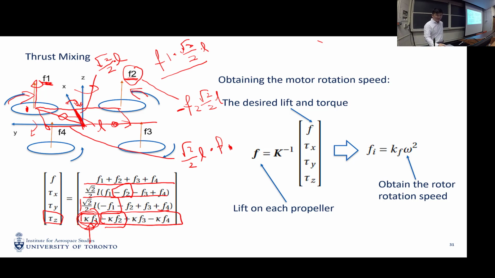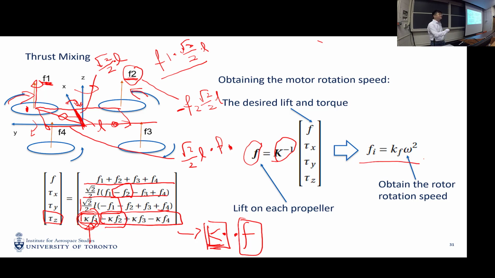Good. And as we can see in the previous slides, this can be written as a matrix K times the F, right? So when we have a desired F, that is the moment and the lift we want the quadrotor to have, then by inverting this matrix, we can get the lift on each individual rotor. And then by this quadratic function, using the simplification, we can resolve for the angular velocity on each rotor. Okay, good.